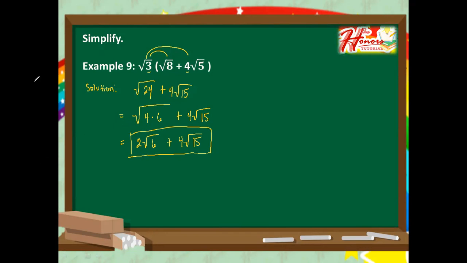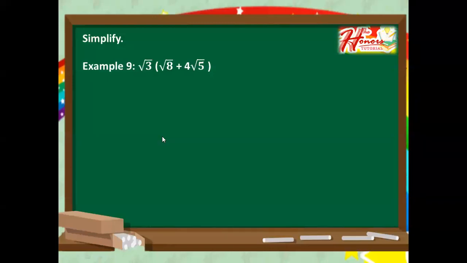Let us have another example. So that is example number 10. So we have here 3 square root of 2 times the quantity of 3 square root of 12 minus 2 square root of 7 plus square root of 3. So let us distribute 3 square root of 2 to all of the terms inside the parentheses.